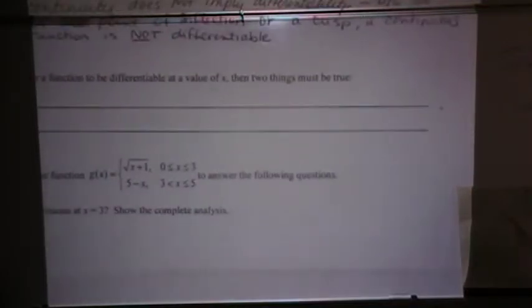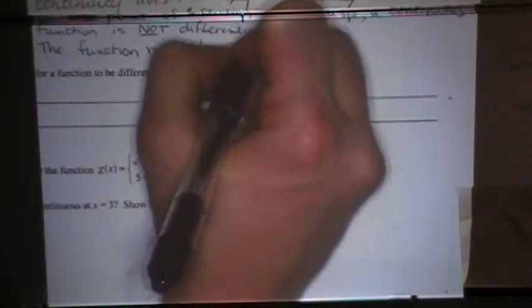Okay, so continuity does not imply differentiability because of that, because of points of inflection or because of cusps. So the second part of this is, but just because continuity does not imply differentiability, the function must be continuous at the point to be differentiable.